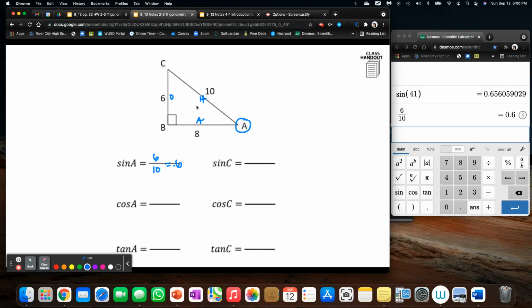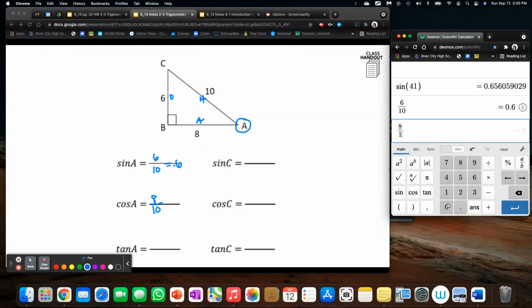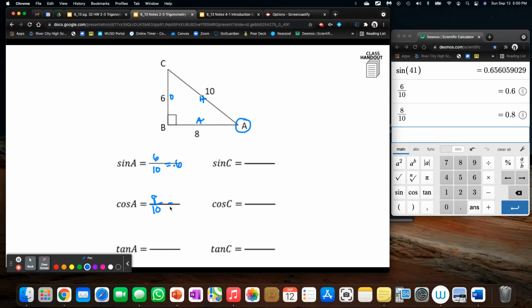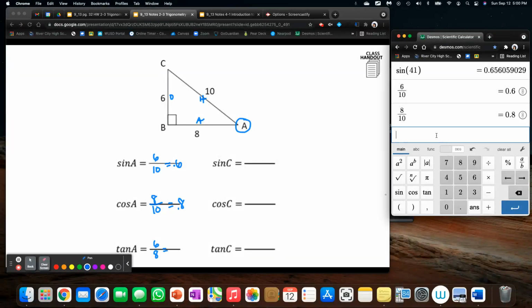Okay. Cosine of A is going to be adjacent over hypotenuse, so that's going to be 8 over 10, which is 0.8. So you can write it as a decimal or a fraction. And tan A is going to be opposite over adjacent, so 6 over 8, which is going to be 0.75.